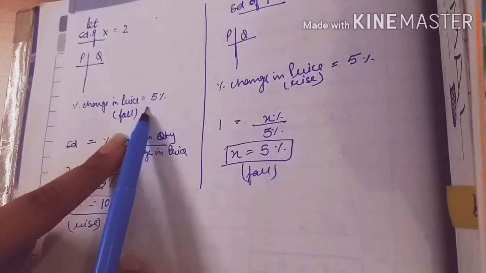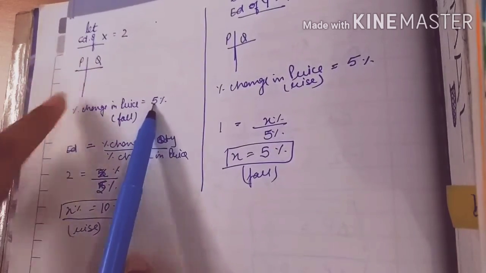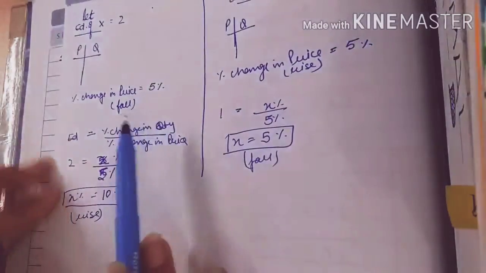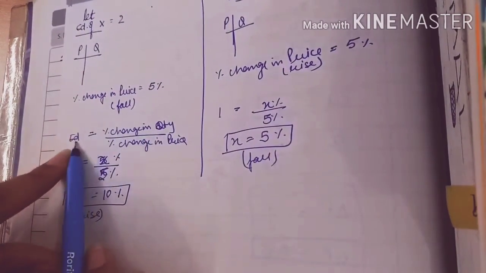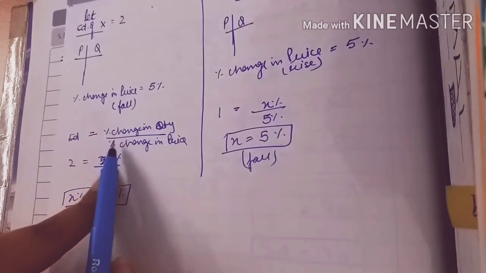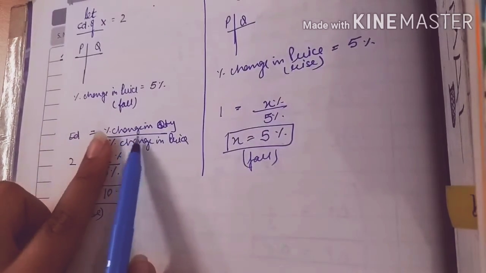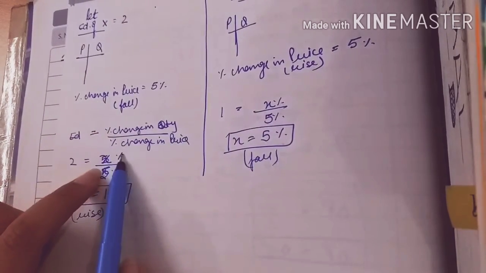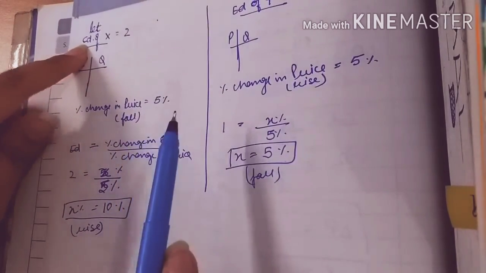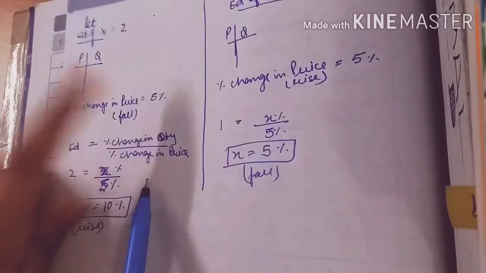Percentage change in price, that is fall in price, is 5% for x. Just ignore this part and do this part first. Elasticity is equal to percentage change in quantity upon percentage change in price. Let percentage change in quantity be x, and we have supposed what is ED, and percentage change in price is given to us, that is 5%.